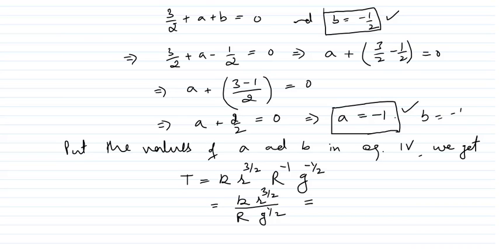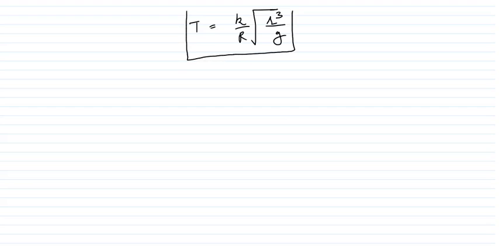So it can be written as K upon R, that is R cube upon g raised to power 1 by 2. We can write it down. So lastly we get this relation: T is equal to K under root R cube upon g. So we got this relation.